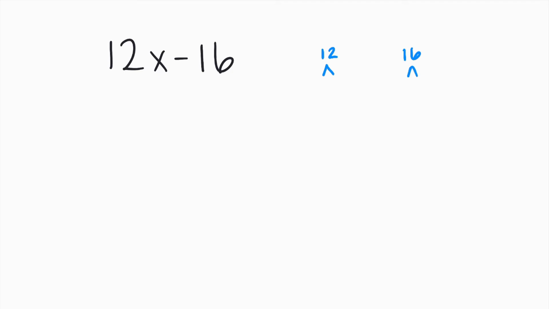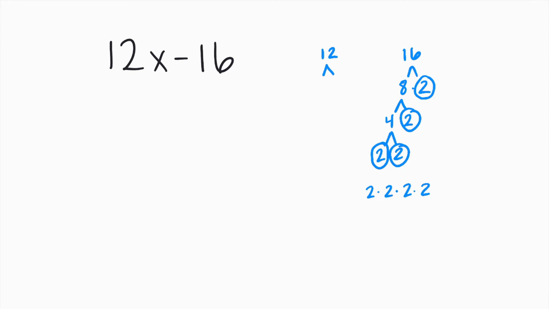So I'll start with 16. I'll do 8 and 2. And remember to circle the factors that are prime. 8 is not prime, so we're going to keep factoring it. And that's 4 times 2. 4 is not prime, so we're going to keep factoring until we have all prime numbers. So 16 is the same as 2 times 2 times 2 times 2.